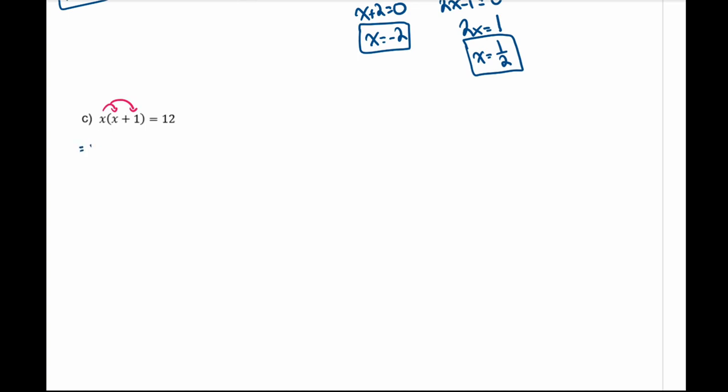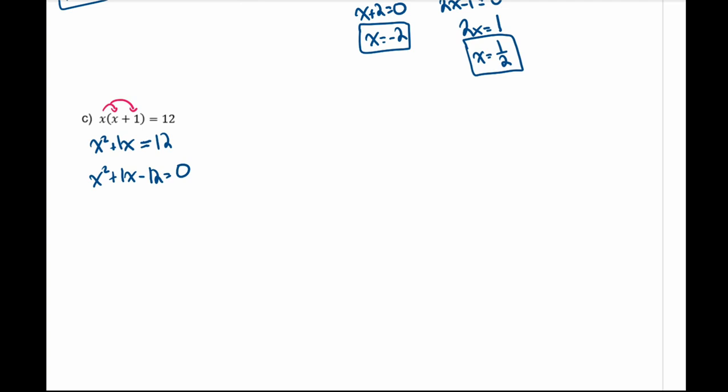So in this case, x times x is x squared, x times 1 is plus 1x, equals 12. Now I want to move the 12 over to get it to the same side. So x squared plus 1x minus 12 equals 0. So now I have it in standard form and I have it set equal to 0. Now I can start factoring.